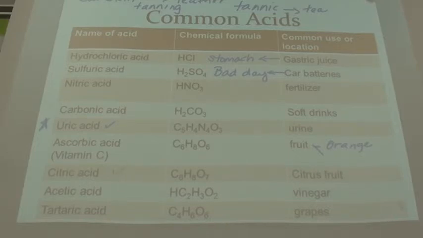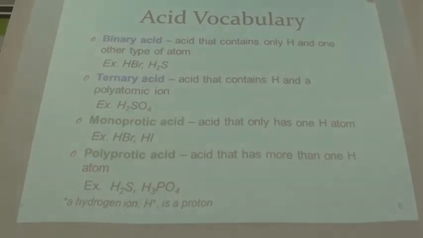Citric acid is found in citrus fruit: lemons, oranges, kumquats. Acetic acid is in vinegar, and tartaric acid is in grape skins. Grapes are good. But if you eat too many grapes, guess what happens to your stomach? You get a stomach ache. They still are good. Okay, moving on.